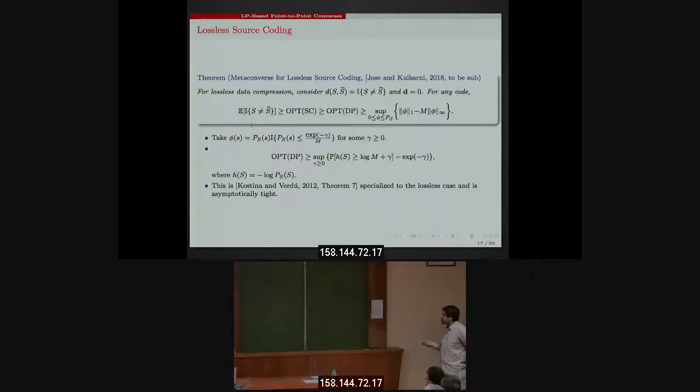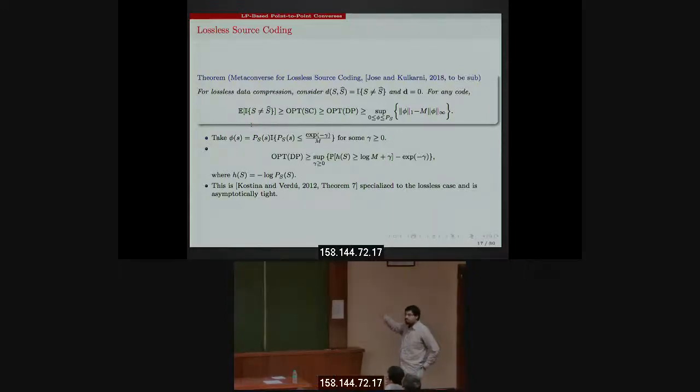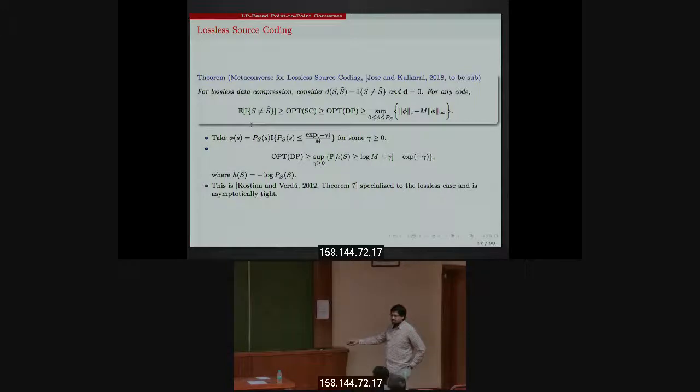Now, one natural way to do that is to take phi equal to P_S everywhere except when P_S becomes too large. So chop off the biggest part of P_S. In particular, if P_S concentrates somewhere, you chop that part off, and take phi_s equal to this. Then you get this as the lower bound, and this is in fact one of the converses of Kostina and Verdú.